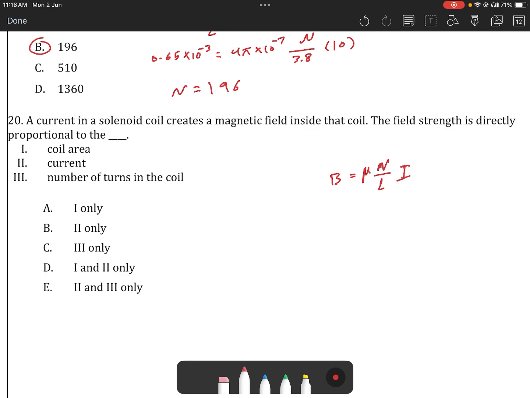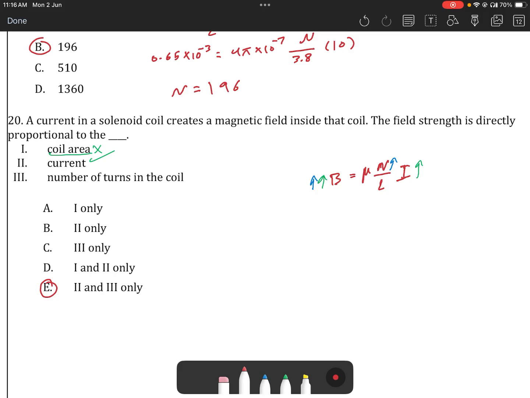Now, as you can see from the formula, there is no relation to the coil area. That's why it's not one of the factors that B is proportional to. The current, yes. If the current increases, B will increase. So yes, the current is one of the factors. Number of turns in the coil: yes, if the number of turns increases, B will also increase. So the answer is E.